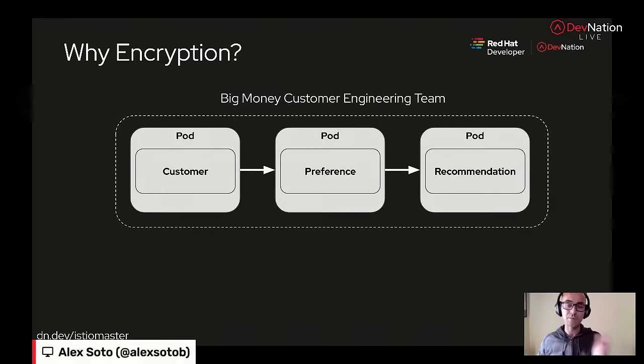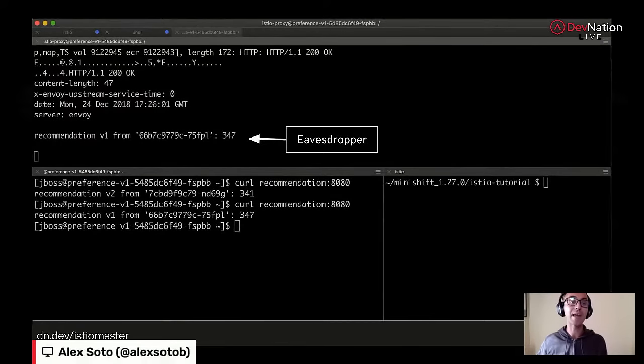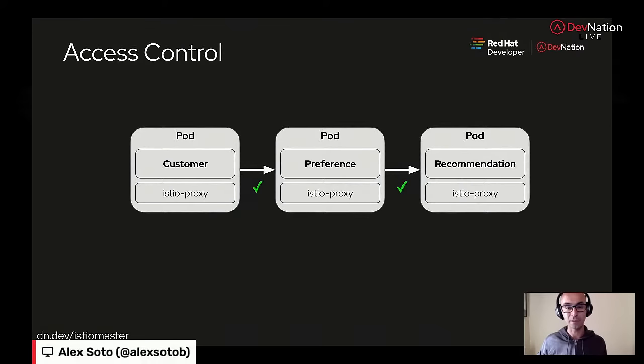The reason is that this is my application, but what happens if an attacker is able to deploy an eavesdropper pod and just start sniffing all the traffic between customer and preference? Notice that these are internal pods. They start sniffing everything and would be able to see the content. Okay, for this reason, it's important to protect internal traffic.